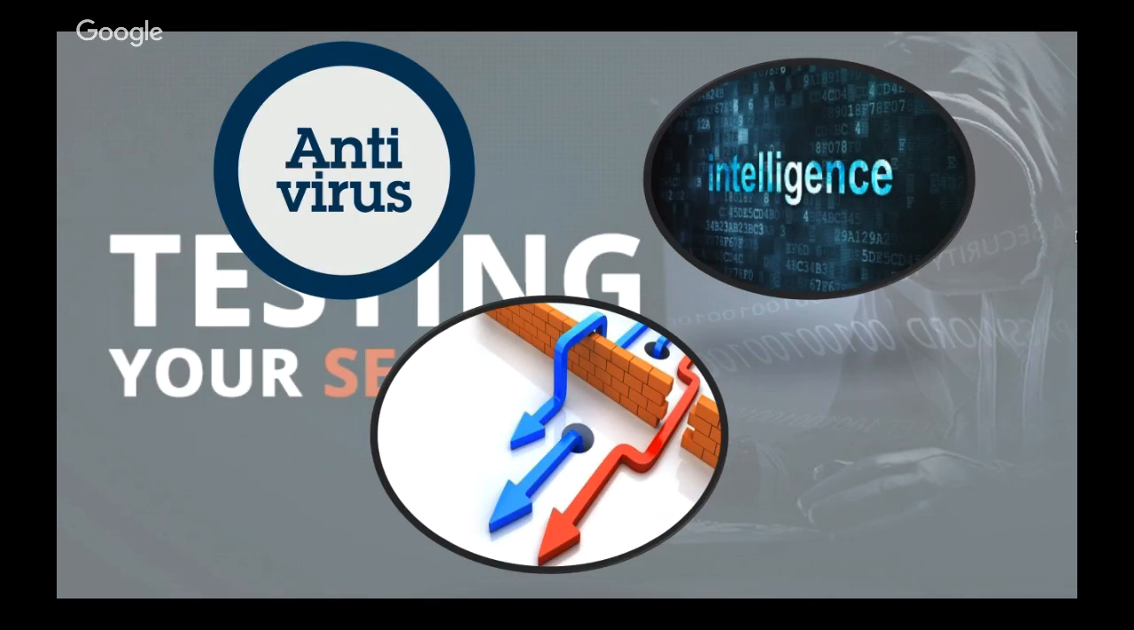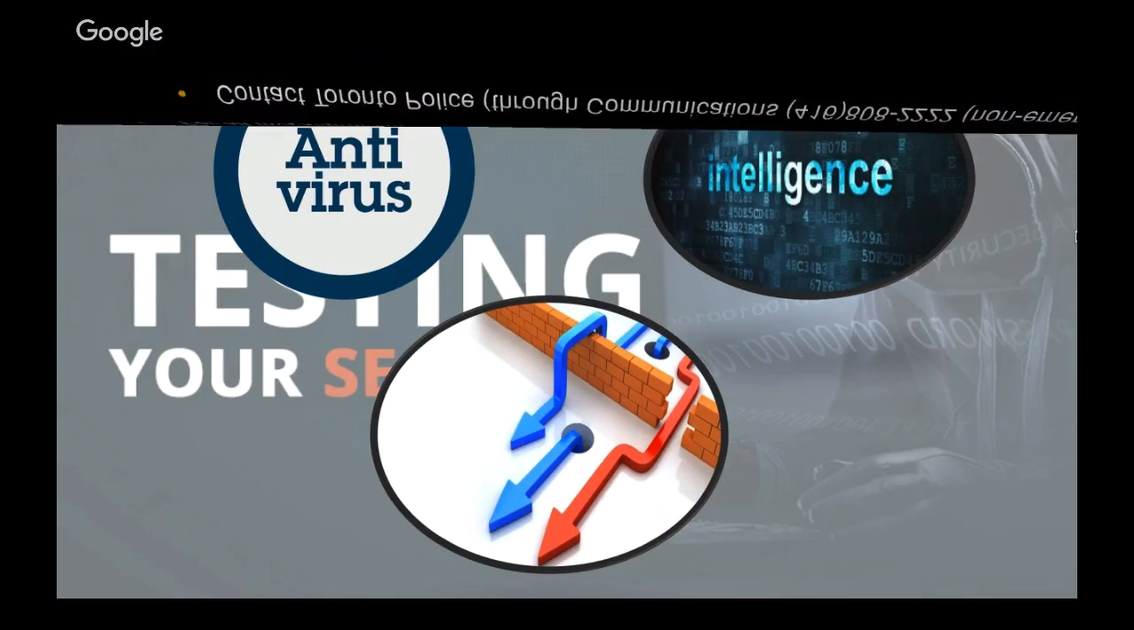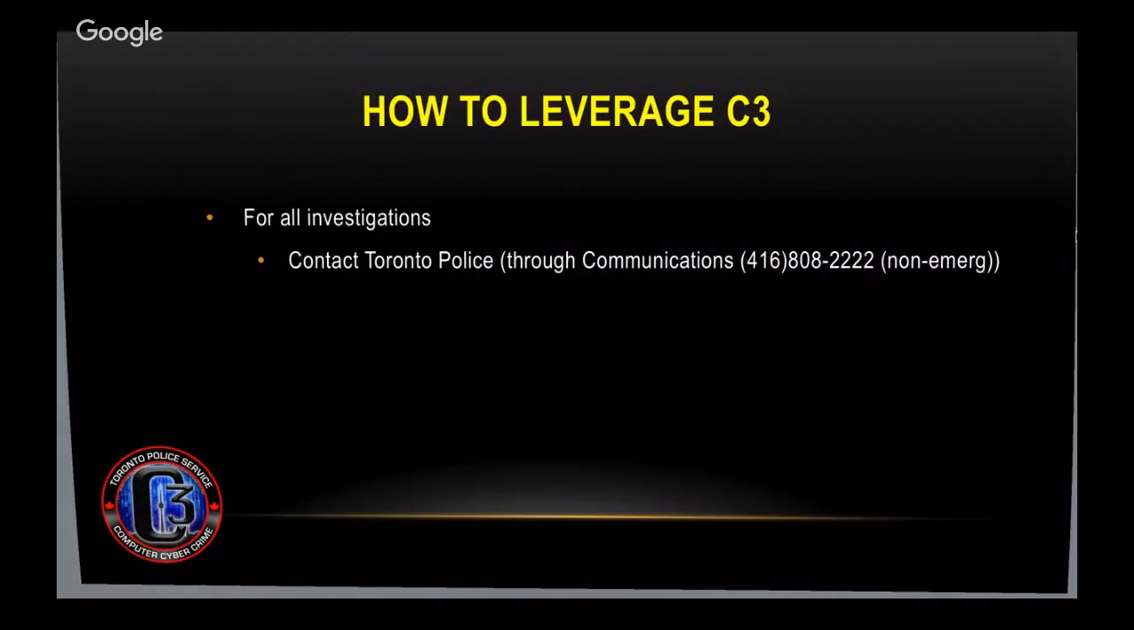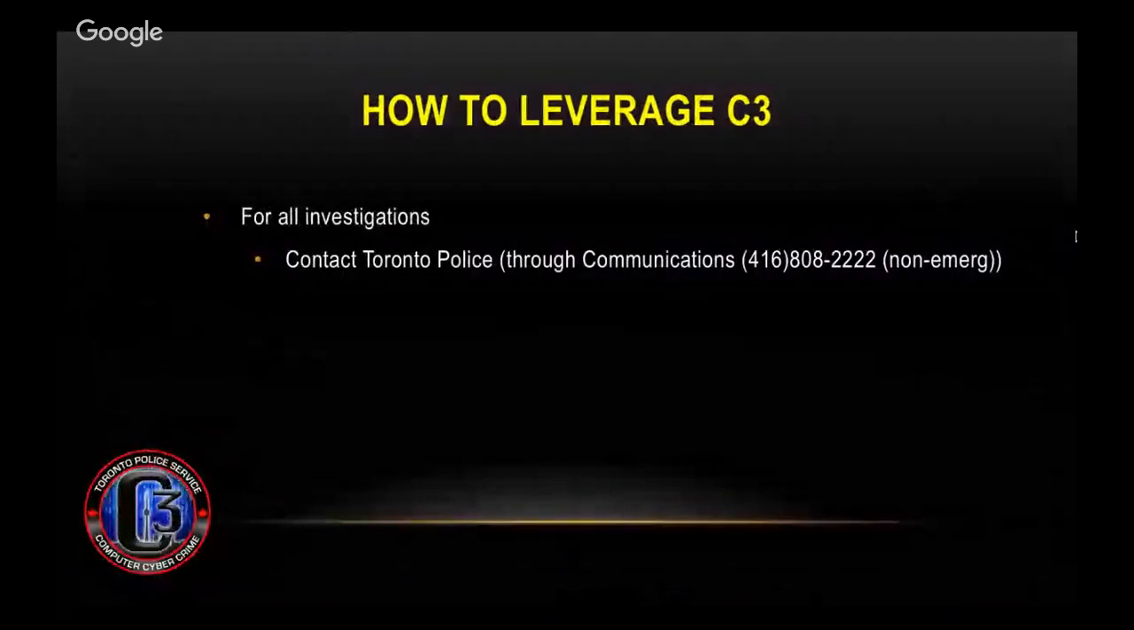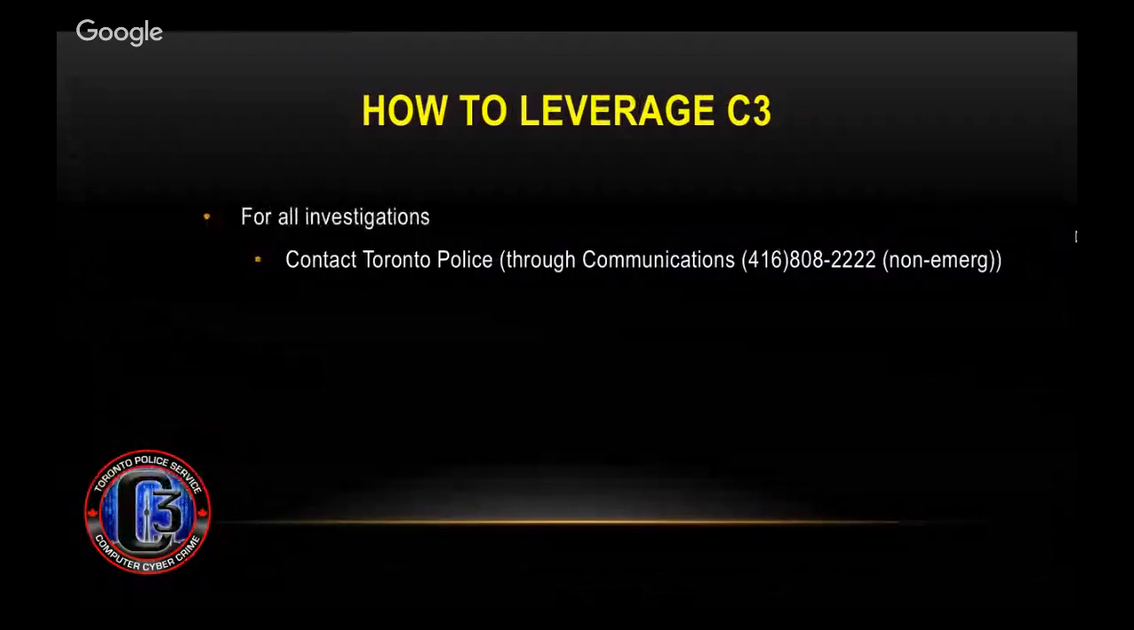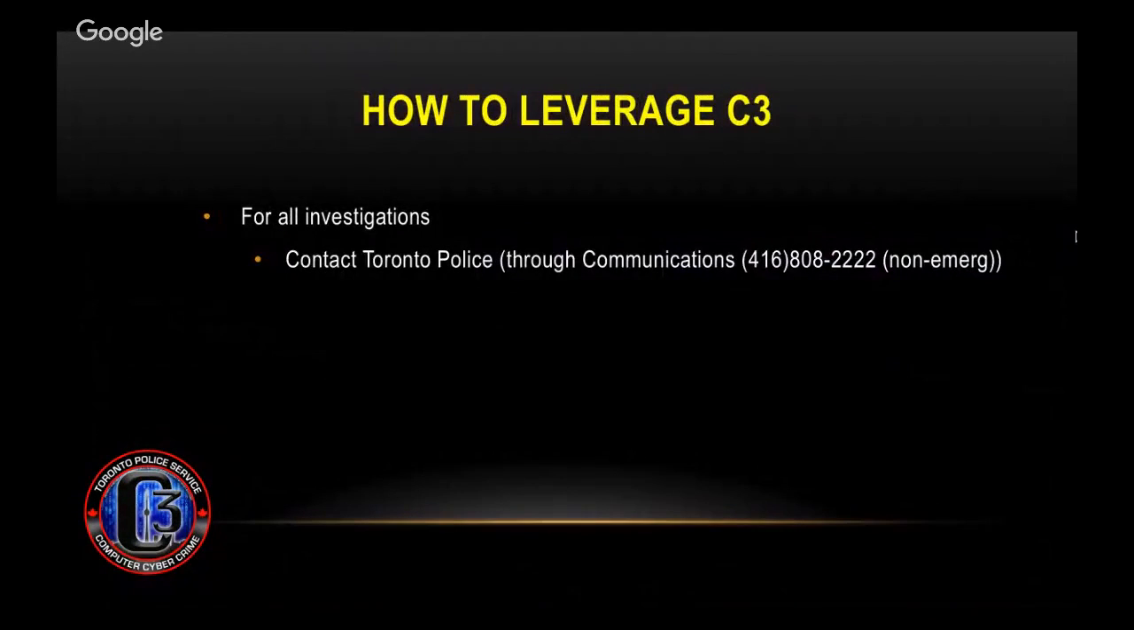So how do you leverage us? If something like this does happen to you, or if you just want to talk and bounce ideas off, I'll give you our contact information. If you have an investigation for us, you contact our communications through 2222. If it's an emergency, loss of life, all that sort of stuff, call 911, and they'll link up and get in touch with us, and we can work that way. The other way is to speak with your local division. Okay, go to the local division.